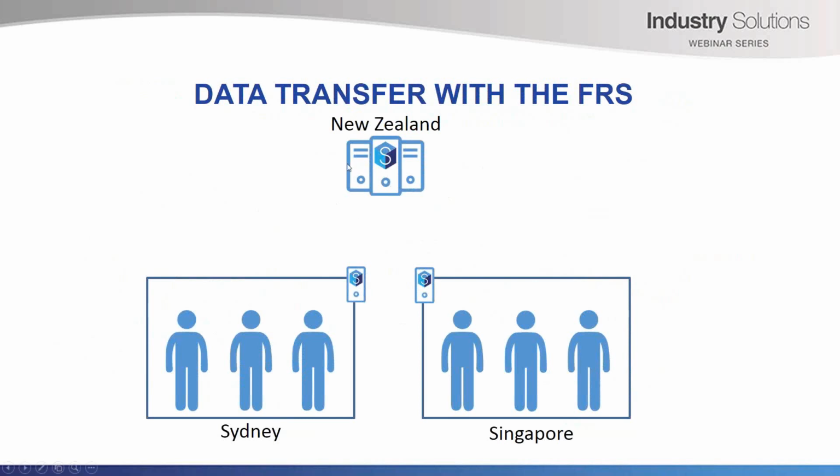Now we have our New Zealand server, and we have Sydney and Singapore both with file replication servers. When the downloads occur, it works like this. Each office only downloads it once from New Zealand, and in fact, Sydney and Singapore can help each other out and transfer the data to each other, which can take further strain off New Zealand's WAN.